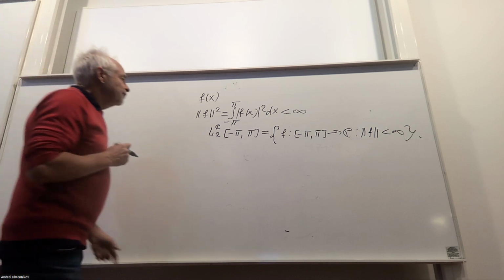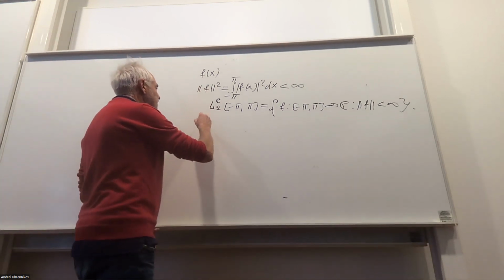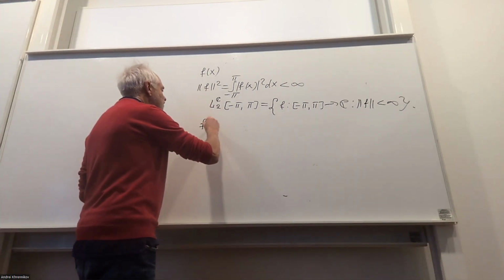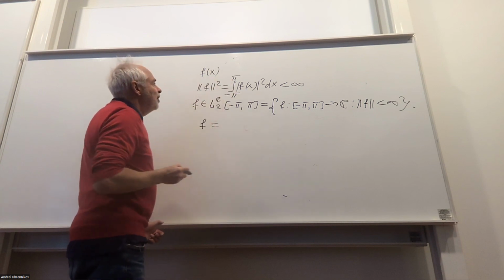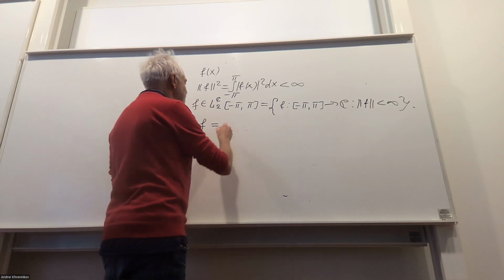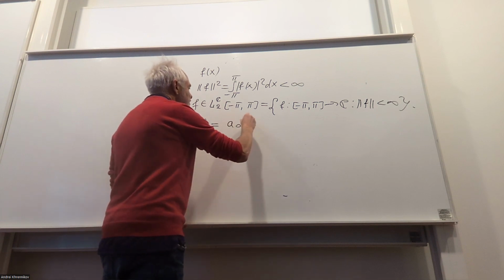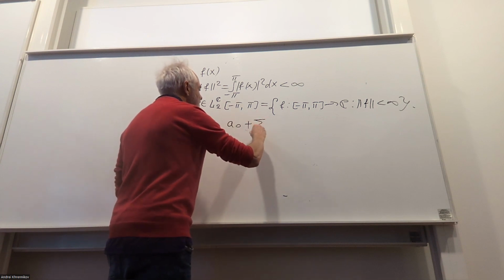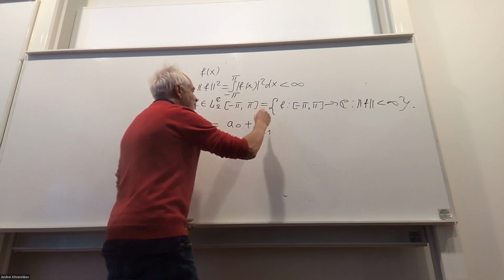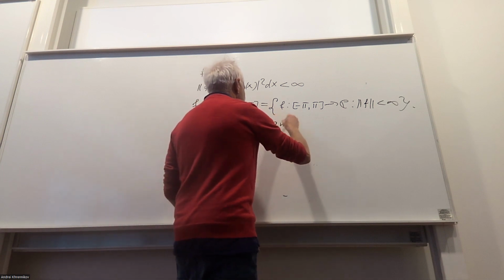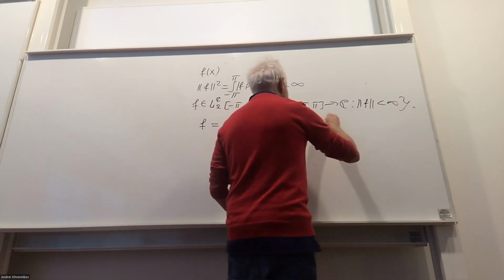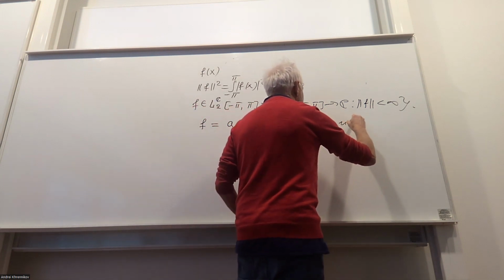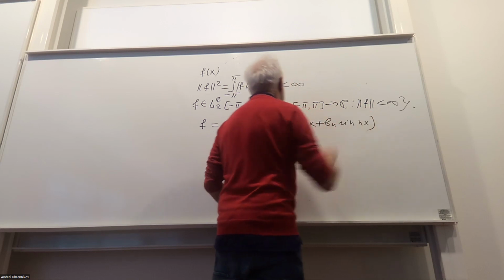And what we proved is that in this space, we can expand our function, if the function satisfies this condition. We can expand our function, for example, in a real Fourier series. So this is some sum of an cosine nx plus bn sine nx.